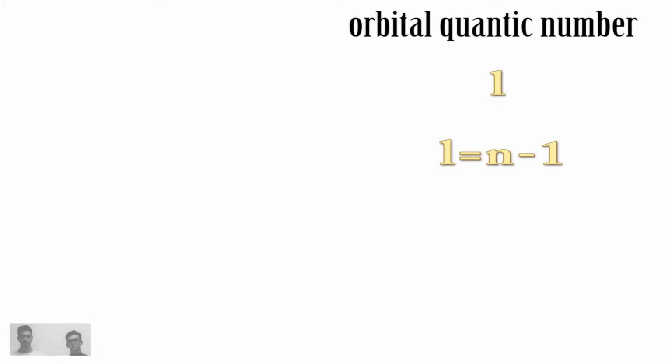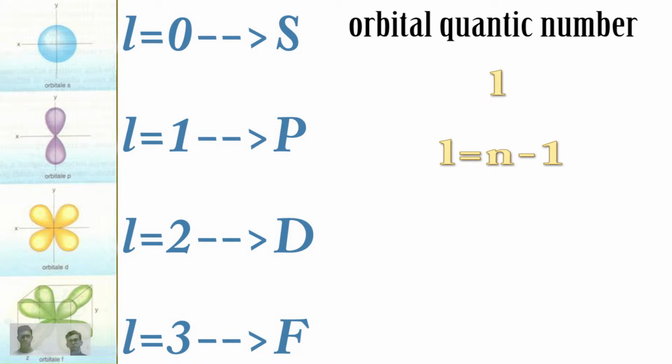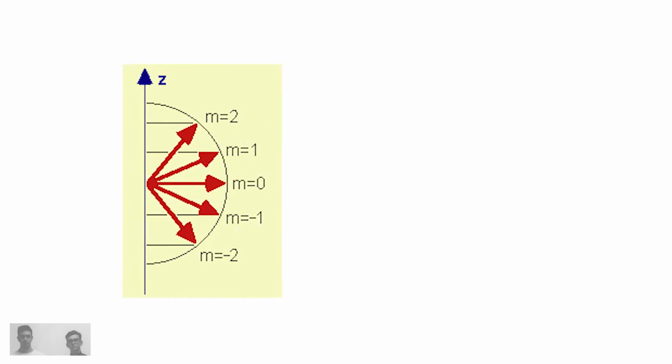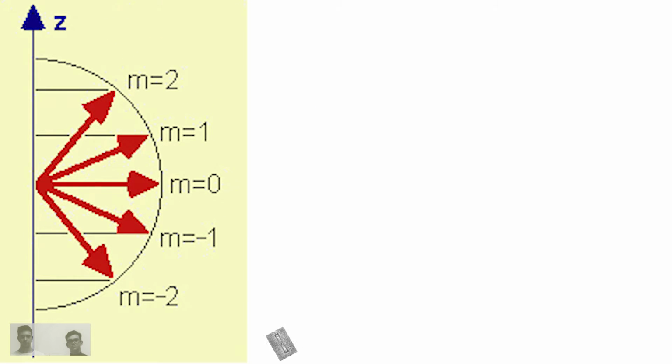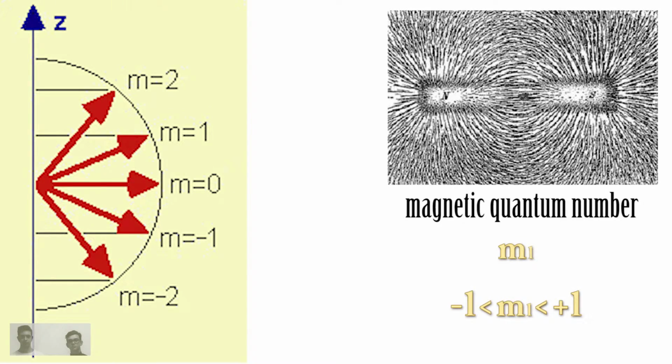The orbital quantum number is indicated with L, and is calculated as L equals n minus 1. L equal to 0 is an S orbital, L equal to 1 is a P orbital, L equal to 2 is D, and L equal to 3 is an F orbital. The magnetic quantum number indicates the direction of the vector of an electron in the presence of an electric field. This is indicated with mL, and it can have a value from minus L to plus L.